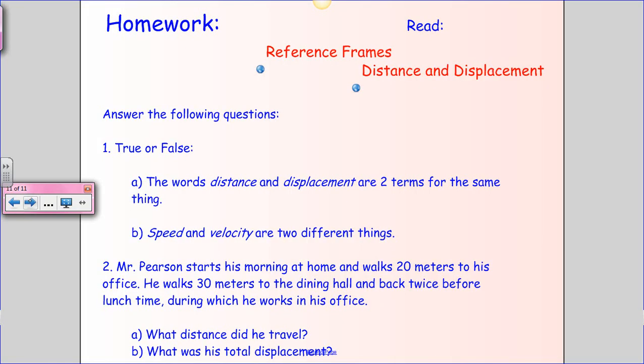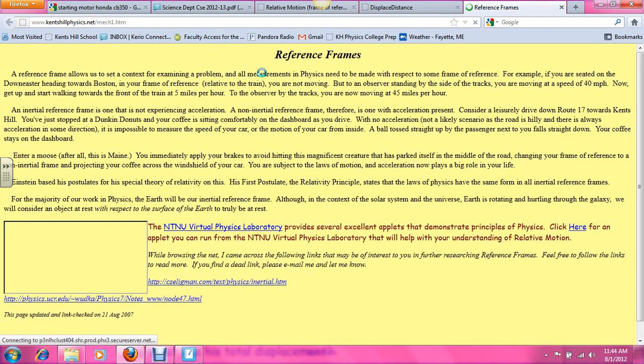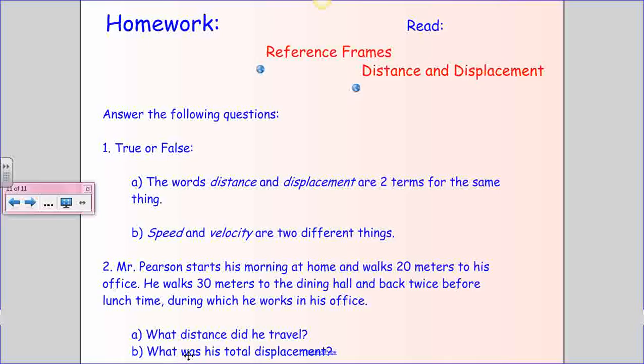So you're going to get a little bit of practice with this tonight. But first, after you watch these lectures, you should read both web pages, reference frames, and distance and displacement. So this is the reference frames page. It's not very long, but make sure you read this. If you want to print it out to keep it in your notes, that's great. And you should also read the distance and displacement page. Once you're done with that, answer the following questions.